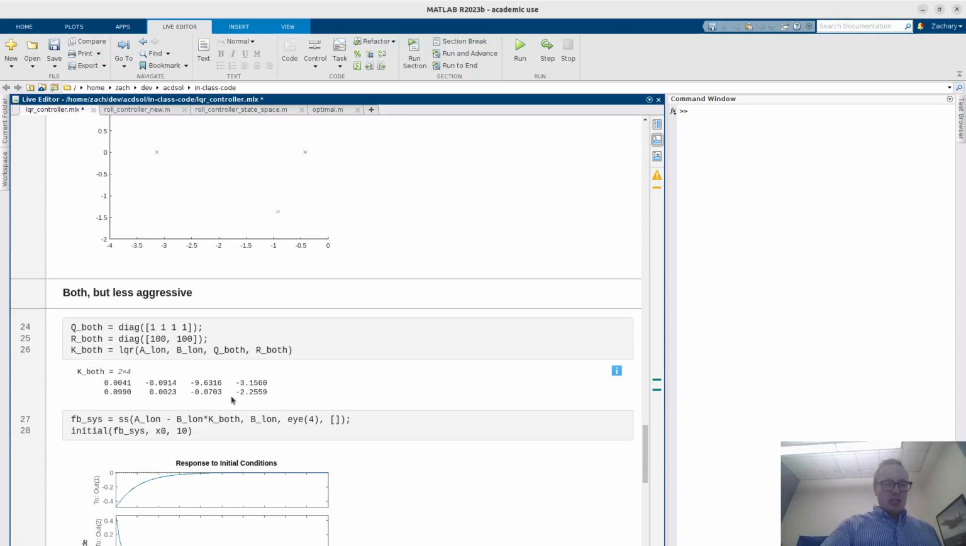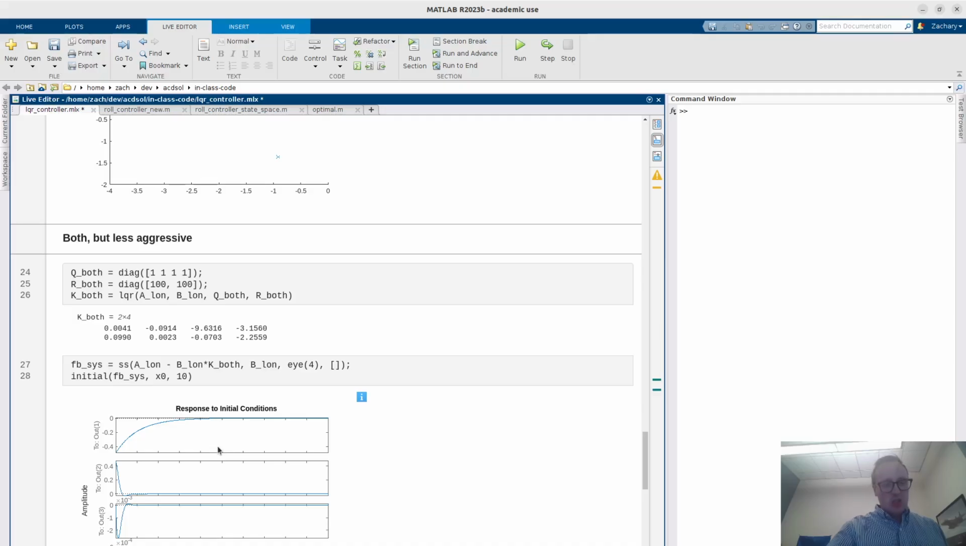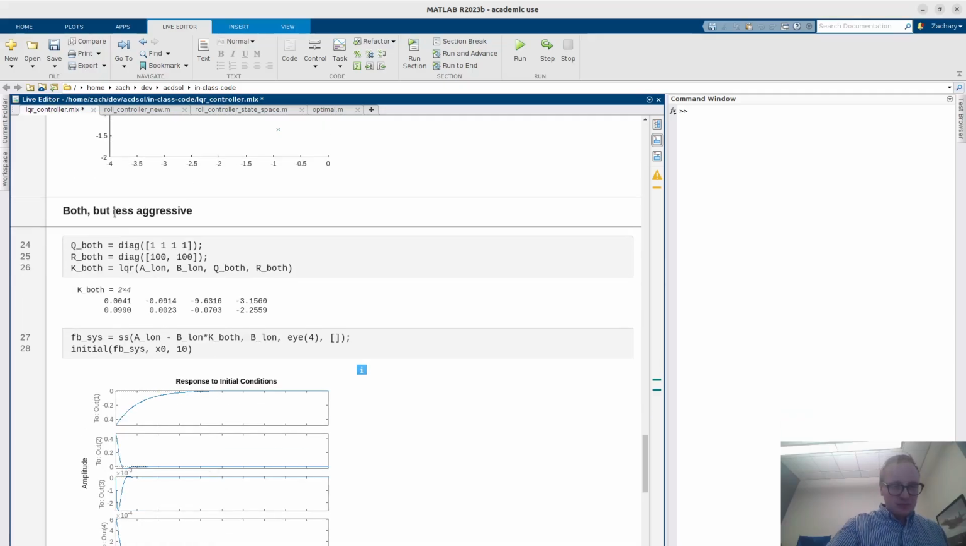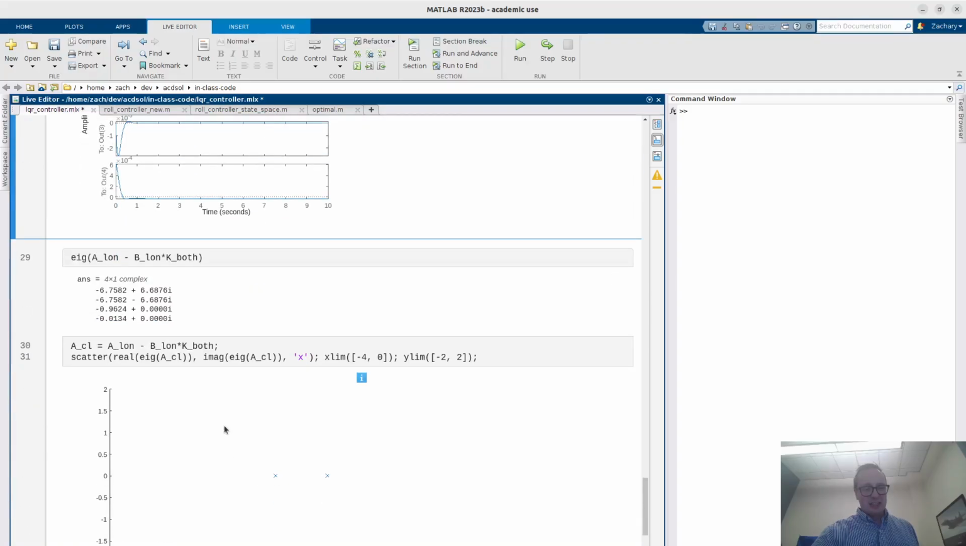We can change the aggressiveness. We can control both modes and reduce the control inputs by increasing R, and then also having penalties on all of the states. So these are diagonal matrices, and that gives us a K matrix that will control both modes pretty effectively. As you can see, it increases the damping ratio of the short period mode.